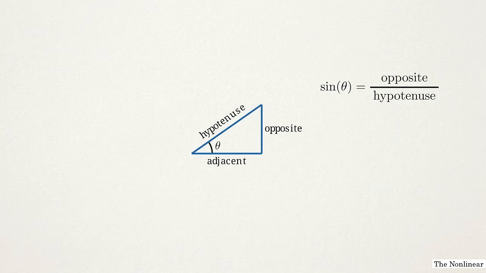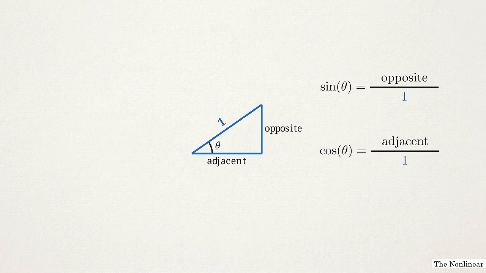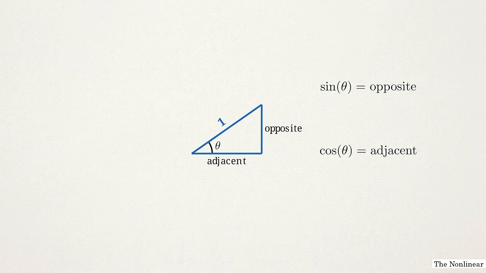In standard geometry, finding the sine or cosine of an angle requires a calculation. You take the length of the opposite or adjacent side and divide it by the length of the hypotenuse. But if we set the hypotenuse to exactly 1, that division disappears. Dividing by 1 leaves the original value unchanged. Sine becomes the length of the opposite side, and cosine becomes the adjacent side.